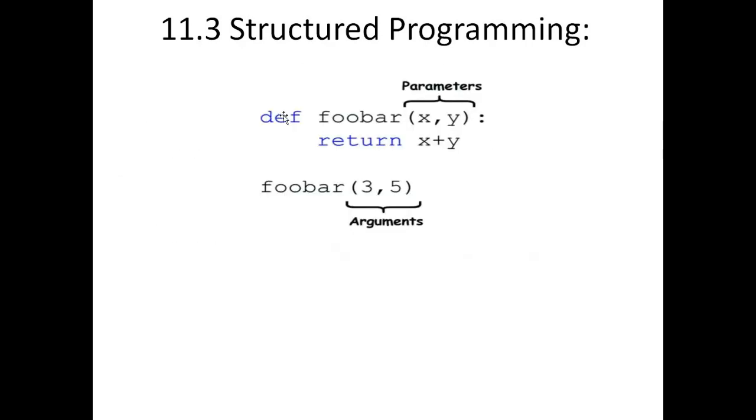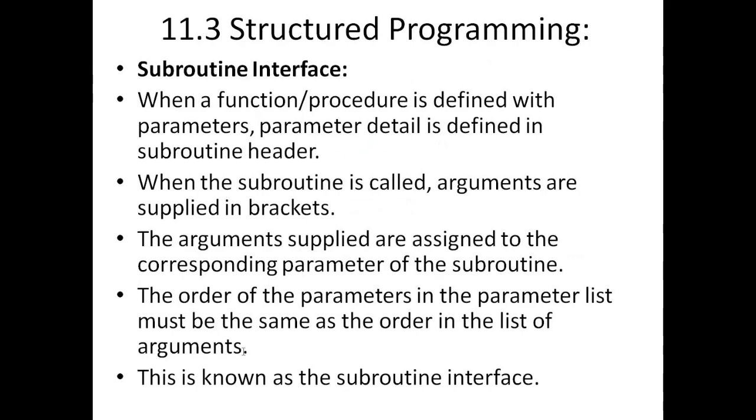For example, over here this was your definition, foobar(x, y). So when you call it and pass on arguments, this 3 would be saved in x and this 5 would be saved in y. Always remember that the order of parameters and arguments must be the same. If this were a division function and you want to divide 5 by 3 and mistakenly provide the arguments as 3, 5, you'll get the wrong answer. These points collectively are known as subroutine interface.